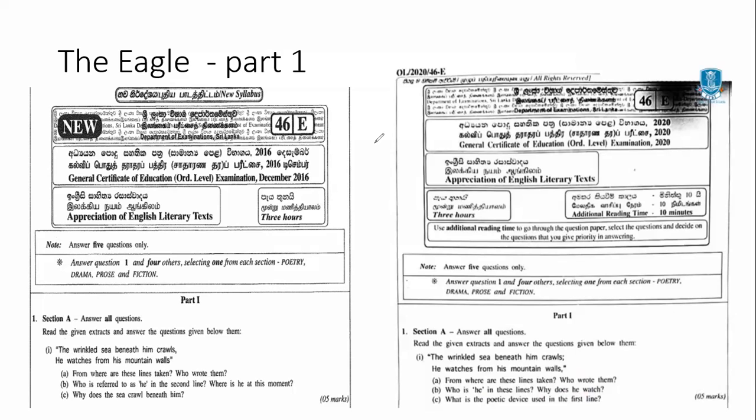What is the answer for C? C of which paper? 2020 or 2016?